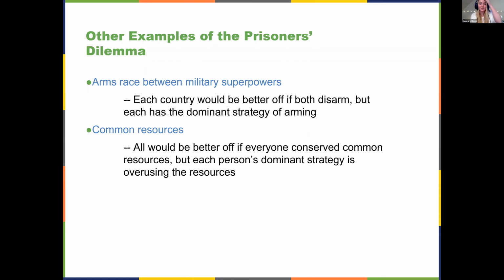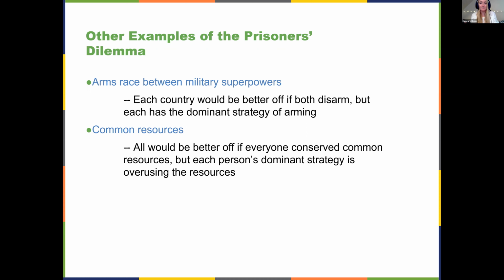Another example you can use in the context of game theory, more particularly the prisoner's dilemma, is an arms race between military superpowers. So analyzing the Cold War and nuclear weapon production between the United States and Russia is another really good example of a prisoner's dilemma.